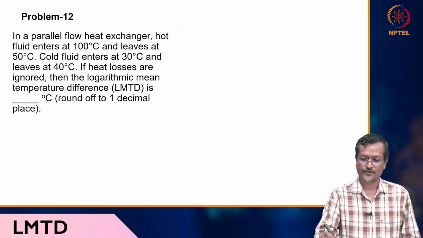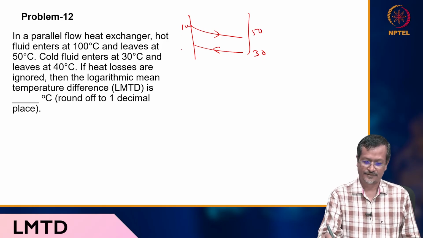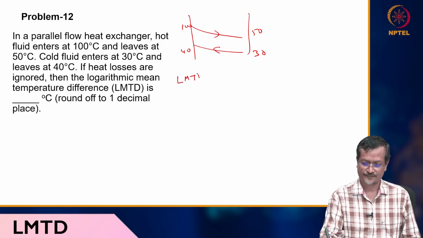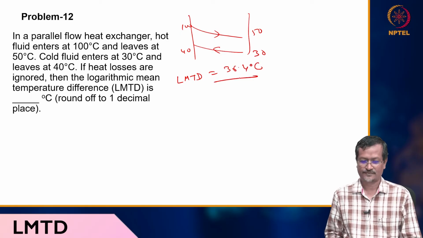So this is a very simple problem I left for you. Let's see what this is. This is counterflow again. Okay, so 30, 50, 100, 40. So the answer I will be writing here, so you can solve it. Equals 36.4 degrees centigrade. Just you try yourself.